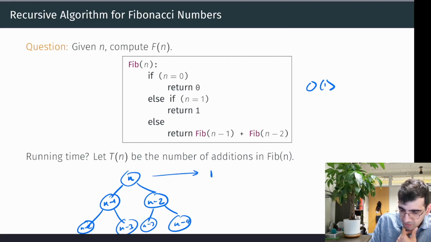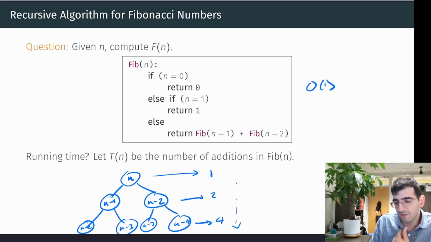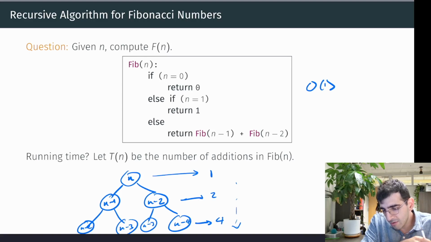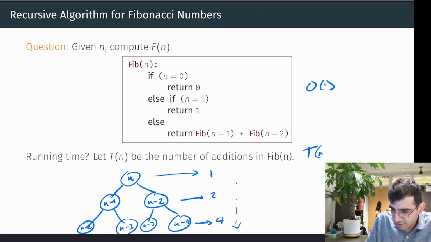We notice that at each of these levels, we go from 1 work over here to 2 work to 4 work, and so on. Okay, so this recursive function is leaf dominated. The recurrence that we would write for this recursive function is T of n is equal to T of n minus 1 plus T of n minus 2 plus O of 1.